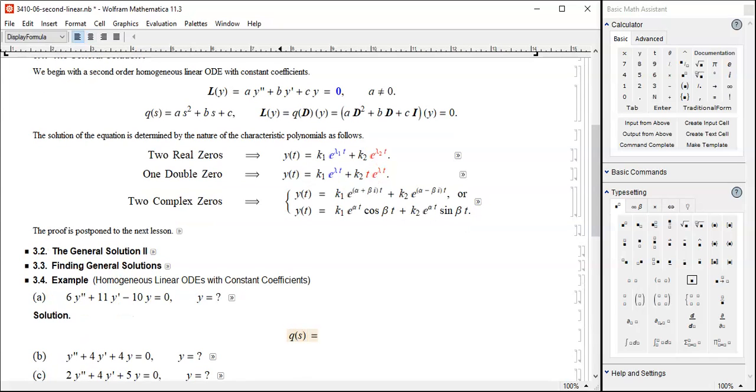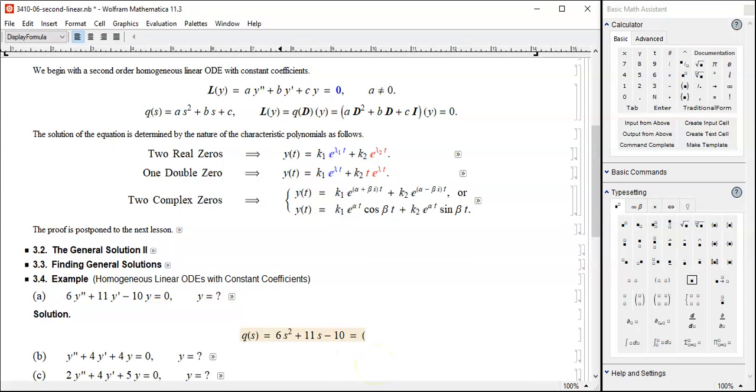So what is the characteristic polynomial here? 6s squared plus 11s minus 10, isn't it? Coming from the coefficient structure here. And let's factor this. What do you have? (3s minus 2)(2s plus 5), I think this is right. 3 times 5 is positive 15, minus 4, okay, that's right.